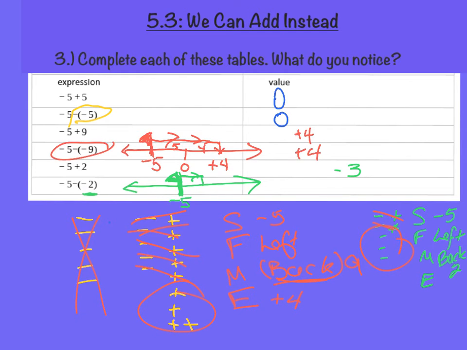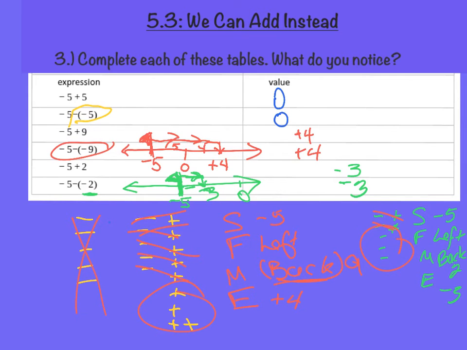So I'm not going to go very far. Remember, if I'm going in this direction, I'm getting closer to 0. So this is 5 spaces away from 0. I've moved 2 closer, so that leaves me at -3. So I end at -3. Look at that. They're the same.